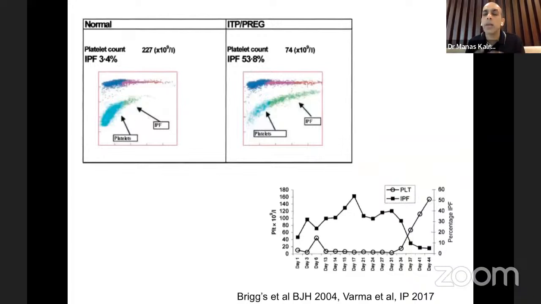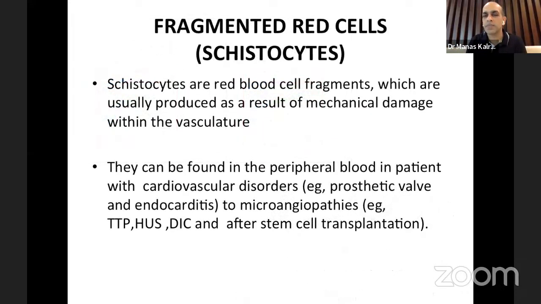There is a new parameter, immature platelet fraction. So when you are having a lot of destruction in the bone marrow or outside, a lot of destruction of platelets outside, your immature platelet fraction will be high. This is a very good parameter for ITP, for dengue children who are recovering. And once your ITP starts getting better, your IPF starts going down. So again, a very useful new parameter, which is helpful in many patients.